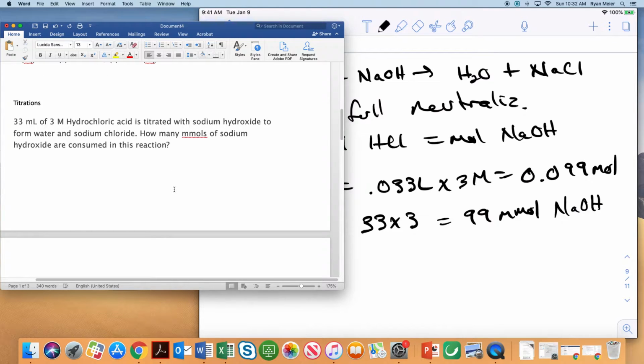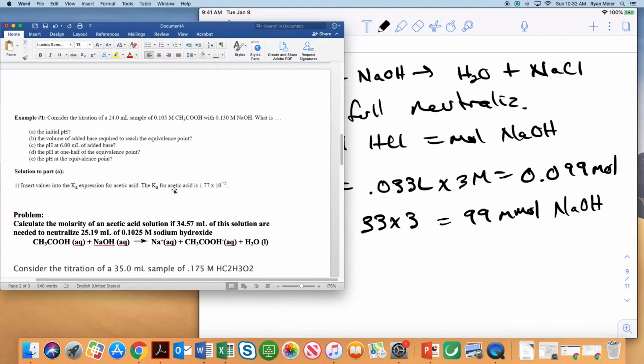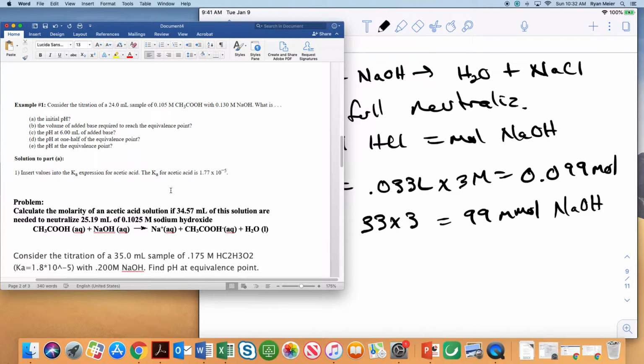All right, let's look at some more titration type problems. Let's take a look at just the next one. We're just going to do them in order.